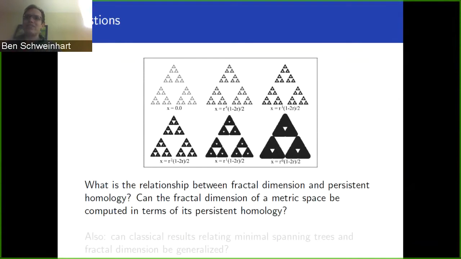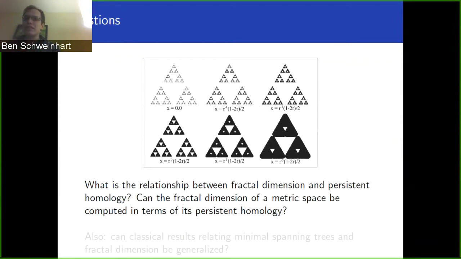So the first question is, what is the relationship between fractal dimension and persistent homology? This is a question that has been studied since the advent of the study of persistent homology. In fact, I believe the very first paper on persistent homology did some computations with fractals. I'll talk about that more later in the slides.